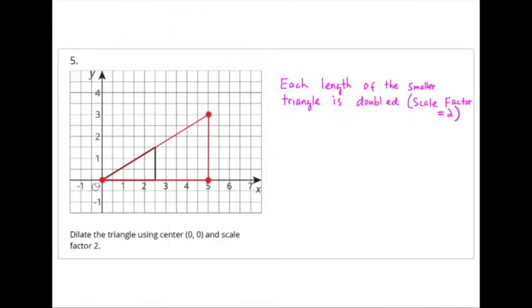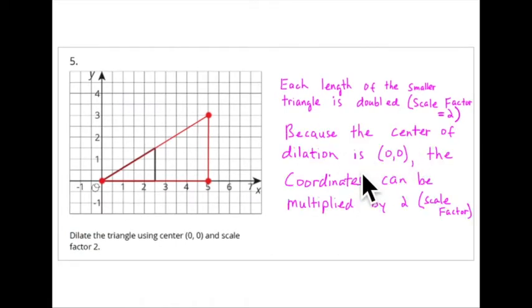This is the 5th image, and this triangle is the one that has no description that goes with it. So you have to write your own description of how this triangle gets scaled. So this smaller triangle here is: dilate the triangle using a center 0, 0. So the center of dilation is 0, 0, and a scale factor of 2. So we're going to go from this smaller triangle that has the black vertical side right here to the larger red triangle using a scale factor of 2.